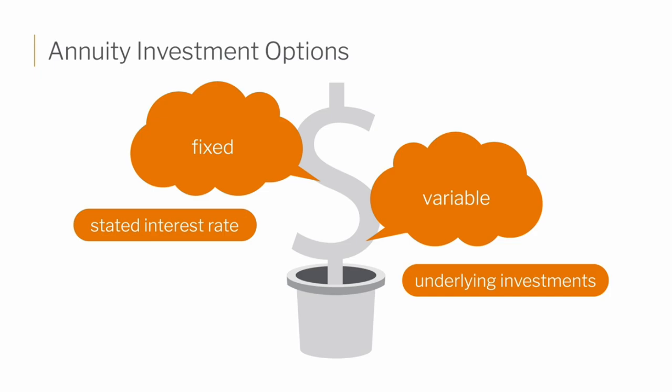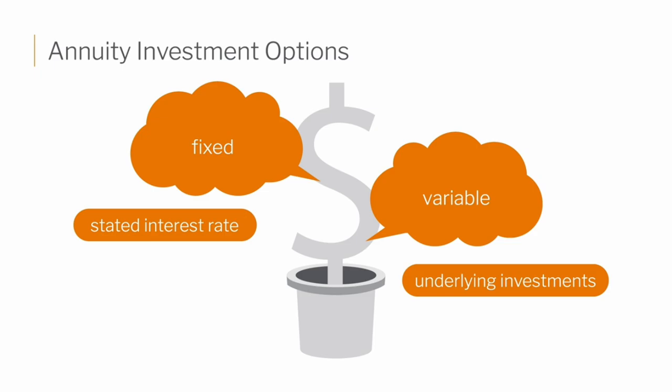Now, a variable product is a little bit different. It is riskier because with a variable, you have a separate account. What goes into the separate account is the monies that you're putting in, and then you as the owner are directing where those monies are invested, into what mutual funds, which are offered through the annuity. Mutual funds give you exposure to the stock market, so they're riskier.